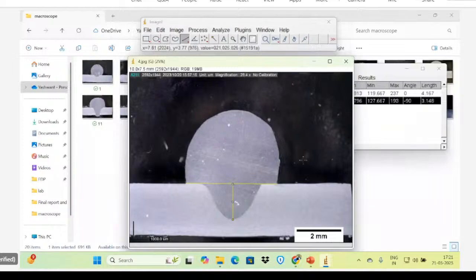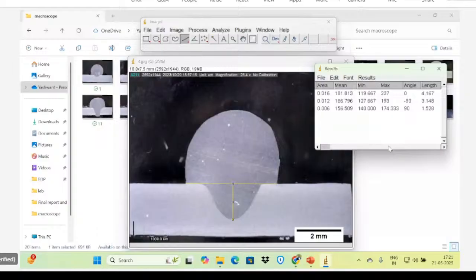Then again Control M. Penetration depth, you can see that is 1.528 mm. So this penetration depth is 1.528 mm. So all the parameters you can write for a single process parameter. Now every image you have to do the same thing. So three parameters we found out.